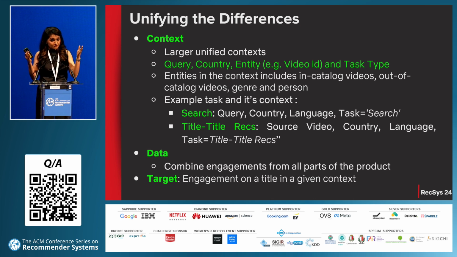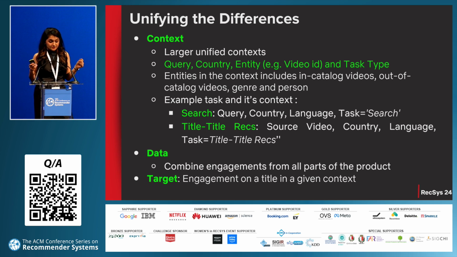For example, in the context of UniCoRn, this unified contextual recommender system that we built, the context is query, country, entity, where entity could be in-catalog video, but the entity is also beyond that, where we can take into account the collection, like genre, or the person, the cast of the shows or the movie, out-of-catalog titles, and so on. And we also incorporate the task type in the context.